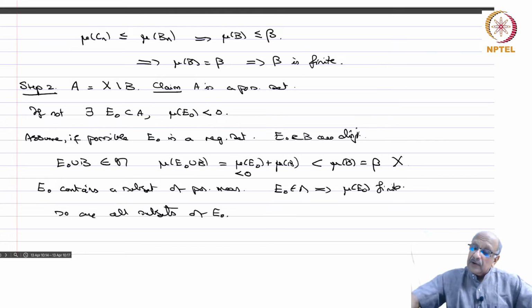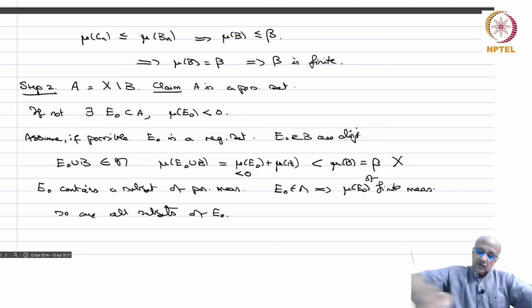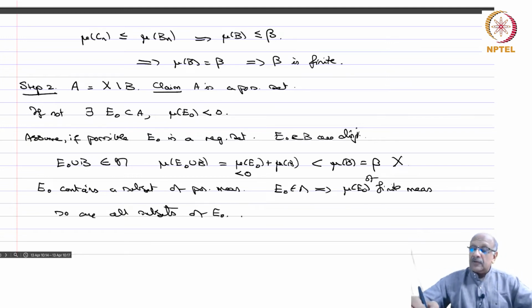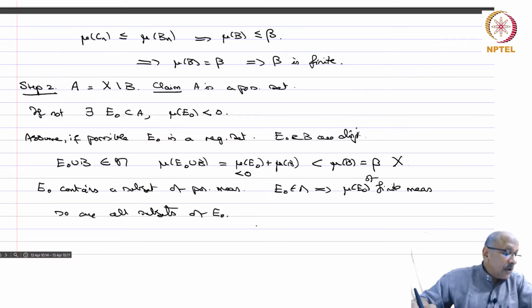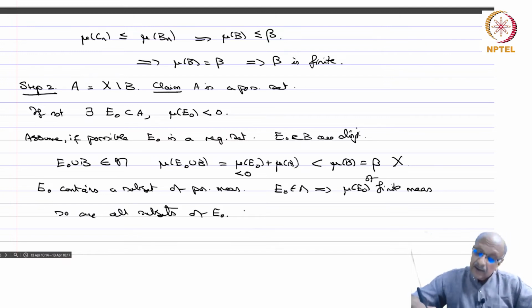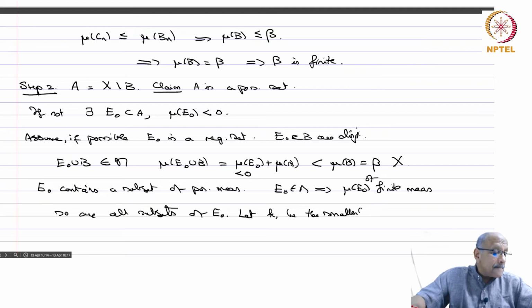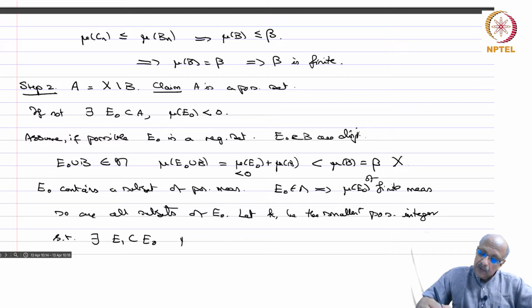Finite means finite measure. E naught has finite measure, and so are all the subsets of E naught, because a subset of a set of finite measure is also finite. So let K1 be the smallest positive integer such that there exists an E1 contained in E naught, and mu of E1 is bigger than or equal to 1 over K1.